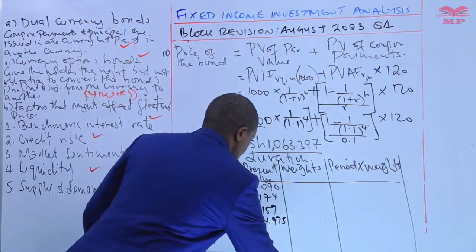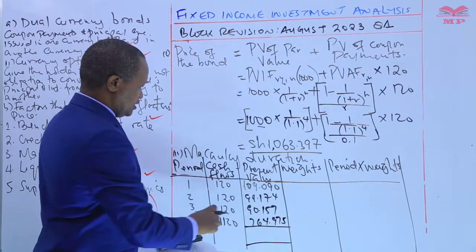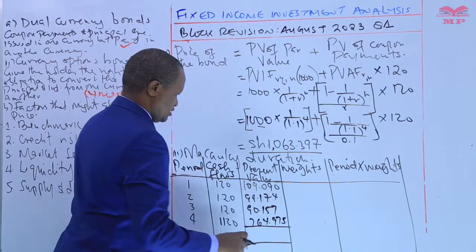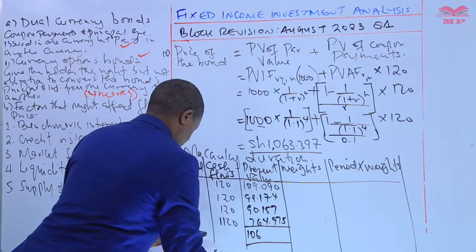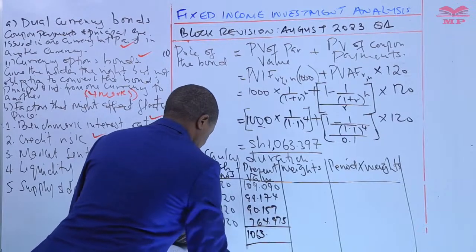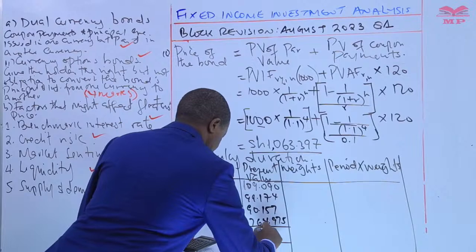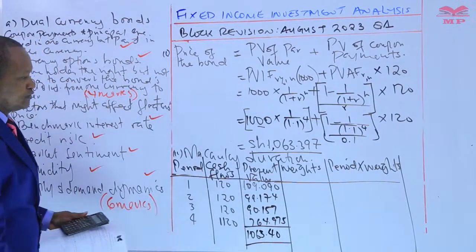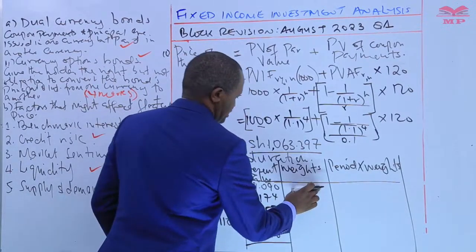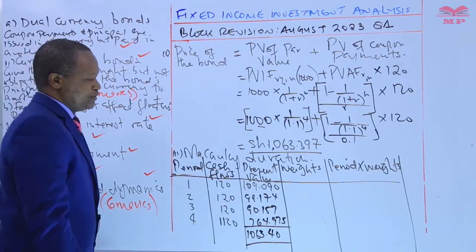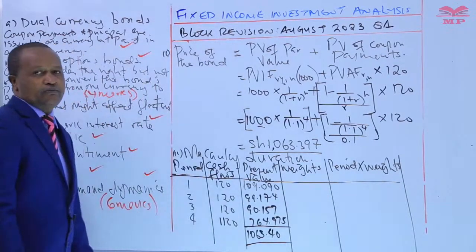764.975. So you get the total here to allow us have the weights. So I'm going to add these present values. 1063.40. That is the total present values. Then we get the weights. How do we calculate the weights? At each period, we divide by the total, then we'll have the weights right over there.